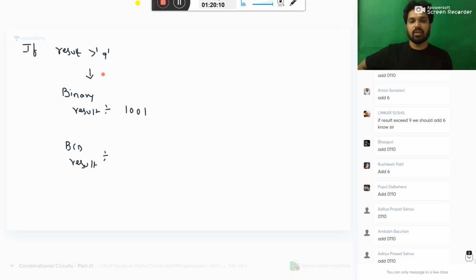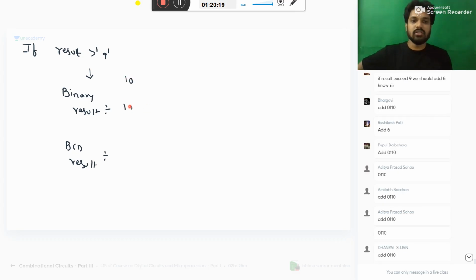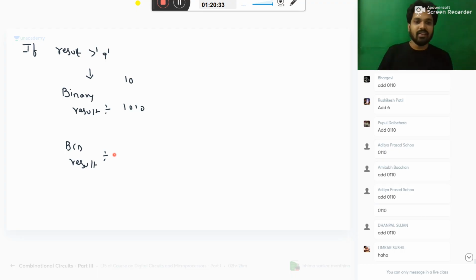Suppose, not 9, let me take greater than 9. So 10 is your answer. 10 means 1010 in binary. But for the BCD, why are we adding 6 here? Let me derive that. So you need 1 and all zeros. Why do you need to add 6? Tell me, those who commented 6, tell me why we need to add 6.